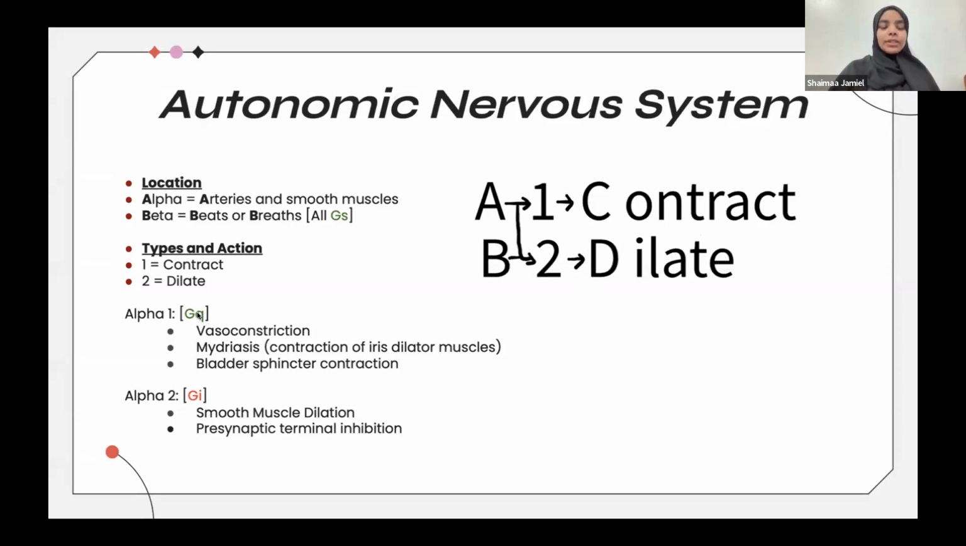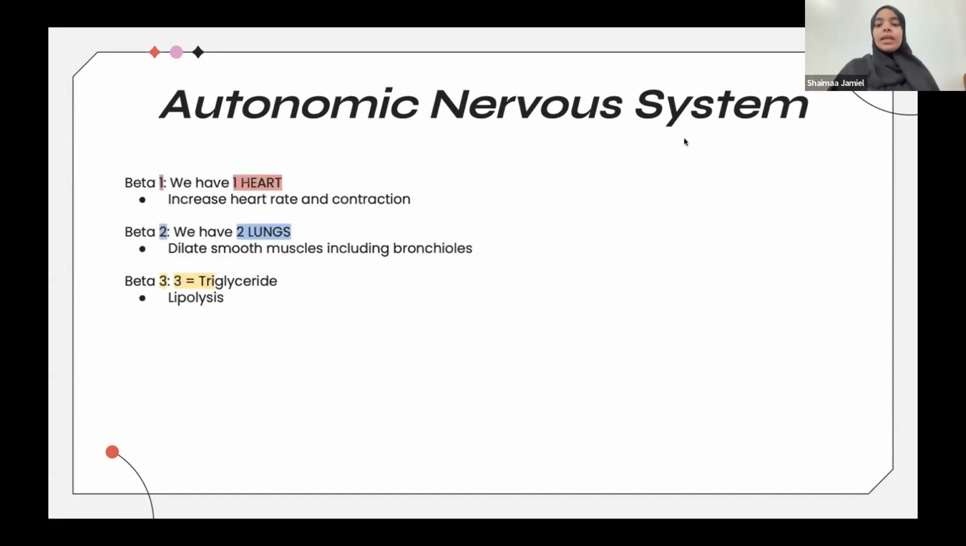So alpha-1, which is Gq, causes vasoconstriction, mydriasis, constriction of the iris dilator muscles, and this causes the pupil to go bigger. And basically bladder sphincter contraction. For alpha-2, it causes dilation, and we said it inhibits in the presynaptic terminal. Then for beta-1, we have one heart, so it's present in the heart. And since it's one, it increases the contraction and increases heart rate.